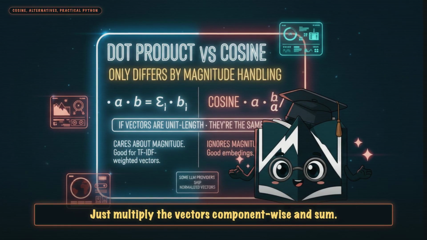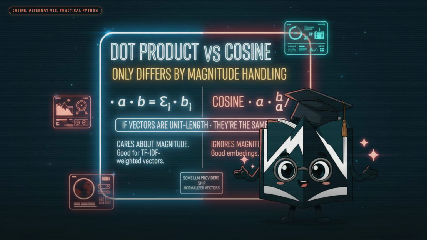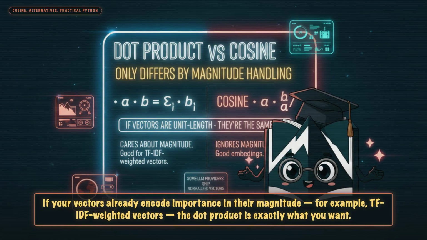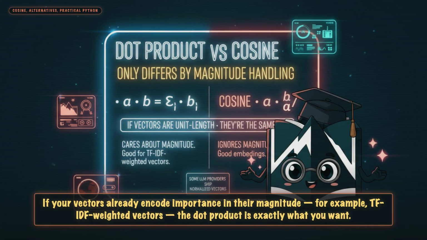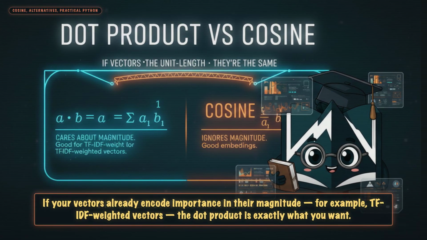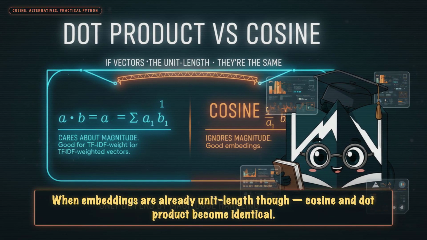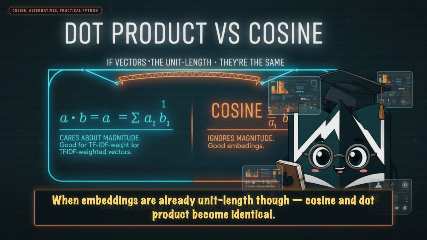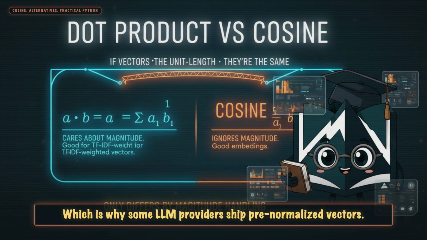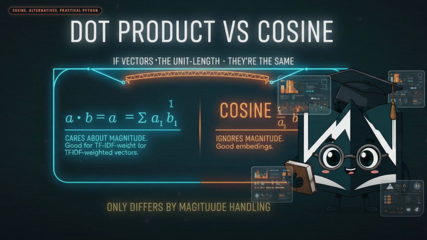Raw dot product. Just multiply the vectors component-wise and sum. Doesn't normalize for magnitude, which means it does care about length. That can be good. If your vectors already encode importance in their magnitude, for example, TF-IDF weighted vectors, the dot product is exactly what you want. When embeddings are already unit length though, cosine and dot product become identical, which is why some LLM providers ship pre-normalized vectors. Makes the choice moot.